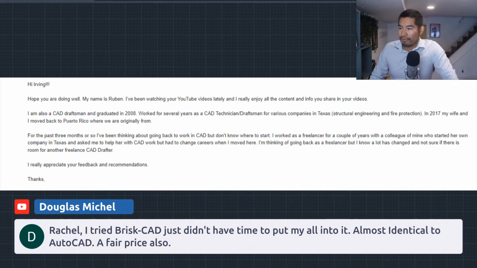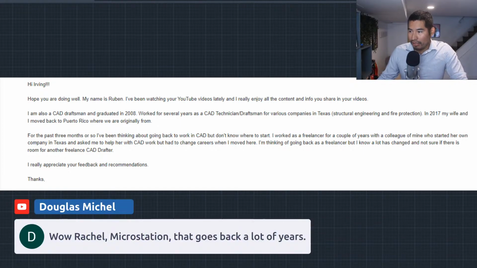So our friend Douglas says, Rachel, I tried BricsCAD, just didn't have time to put my all into it. Almost identical to AutoCAD, a fair price also. So yeah, Douglas is referring to another program similar to AutoCAD. MicroStation that goes back a lot of years. All right, so Douglas is talking about other CAD programs.